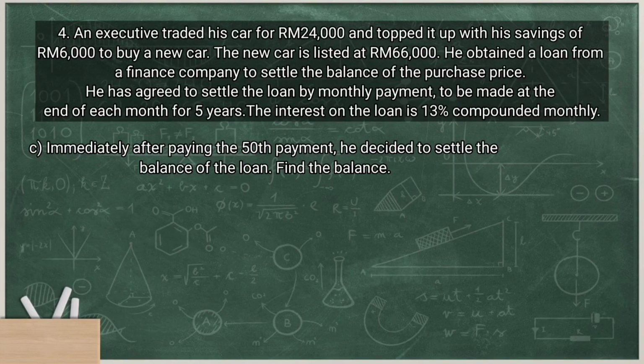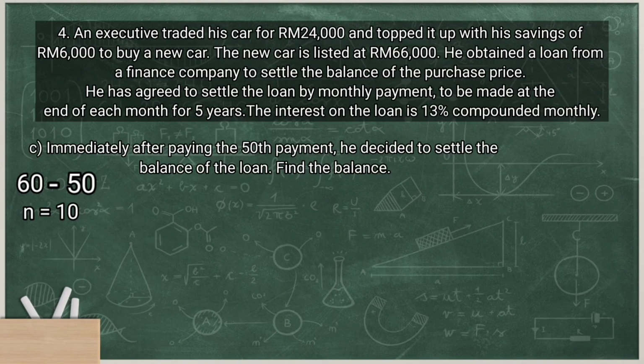C. Immediately after paying the 50th payment, he decided to settle the balance of the loan. Find the balance. When we want to settle the balance of the loan, we need to find the present value, which is A. We can say that the number of remaining payments is 60 minus 50 equals 10. That is the remaining payments to be settled.